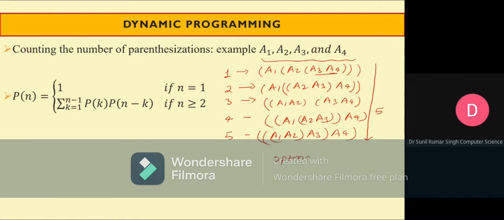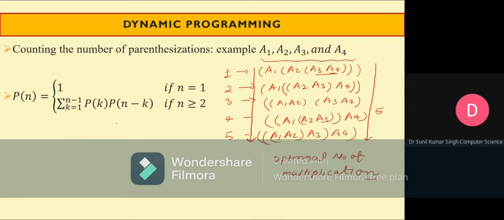We don't know which parenthesization will give the optimal number of multiplications. We are not aware. Now, the first point is, how will we find how many parenthesizations are possible? So you can apply this formula.